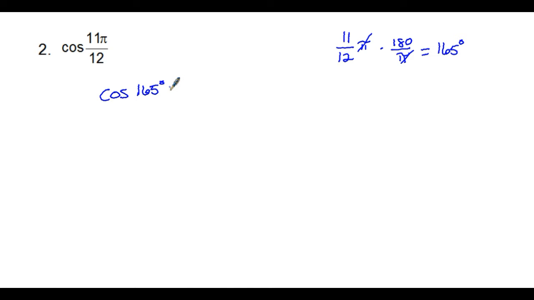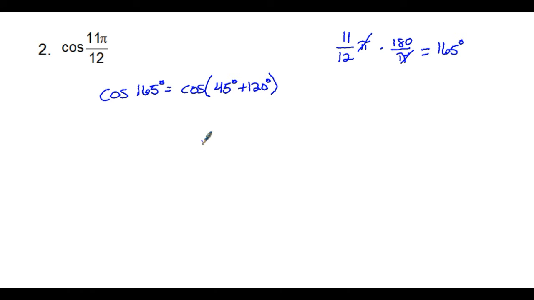Okay? Now we've got to think about that is really cosine of what plus what or what minus what to get to 165. A lot of different things are possible with that, but the first thing I think of is 45 degrees and 120 degrees.